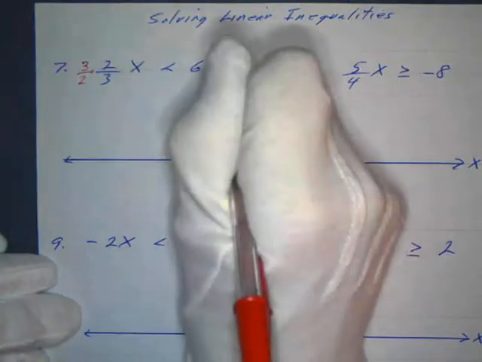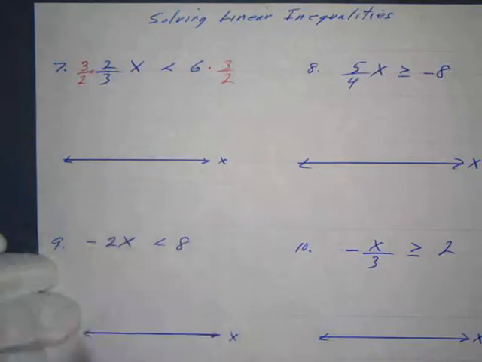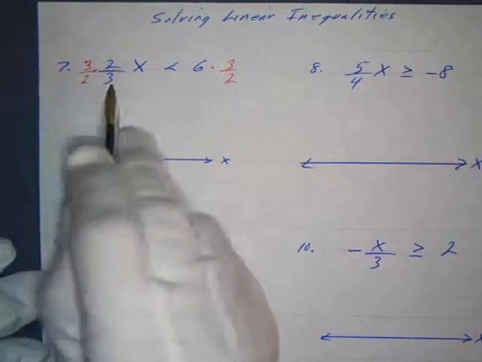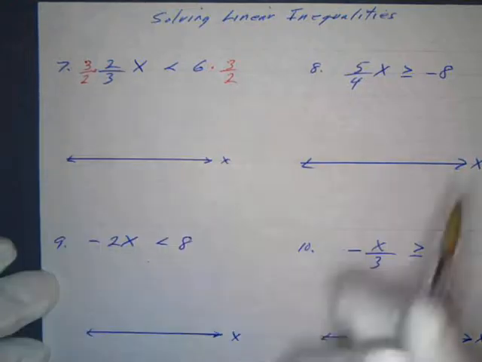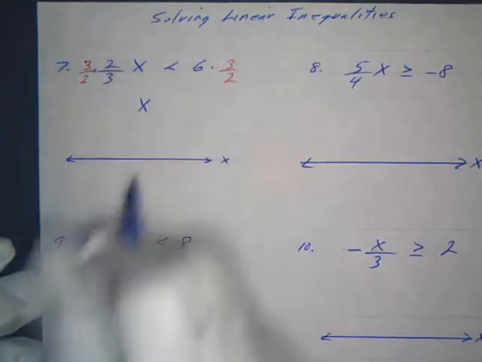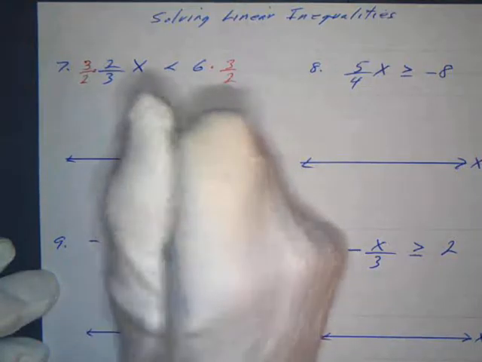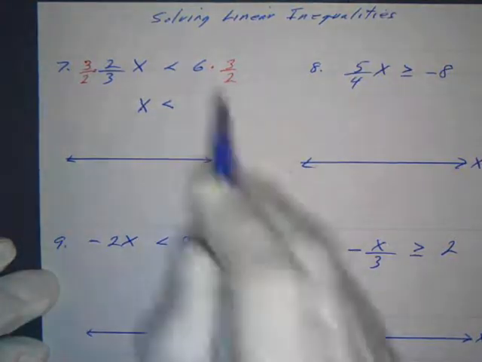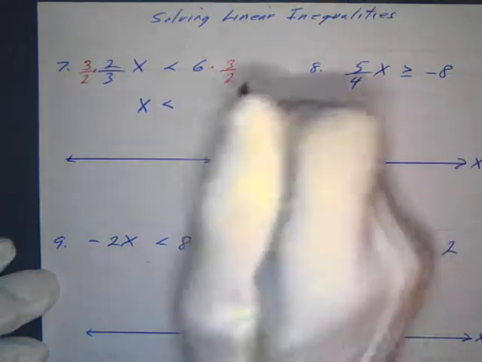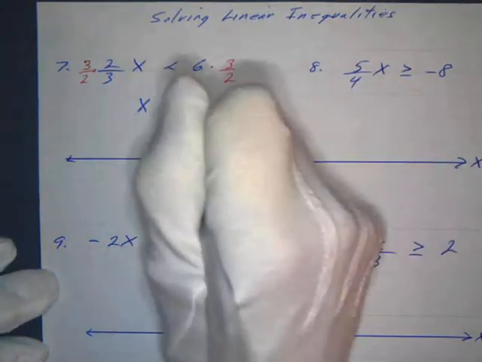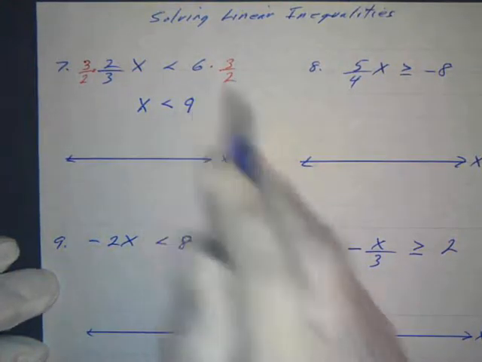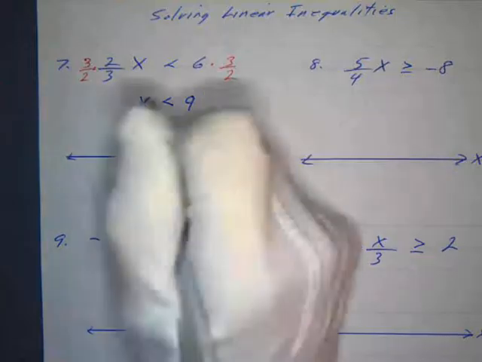Times 3 over 2. So 2 times 3 is 6, 3 times 2 is 6, 6 over 6 is 1, or the 3's cross canceling, whatever you want to think about it. And we have just x on the left. Now since I'm multiplying by a positive number, it does not change the direction of the inequality, so that's going to be less than. And 2 goes into 6 3 times, 3 times 3 is 9. Or 3/2 is like 1 and 1/2, 1/2 times 6 is 9. So x is less than 9.